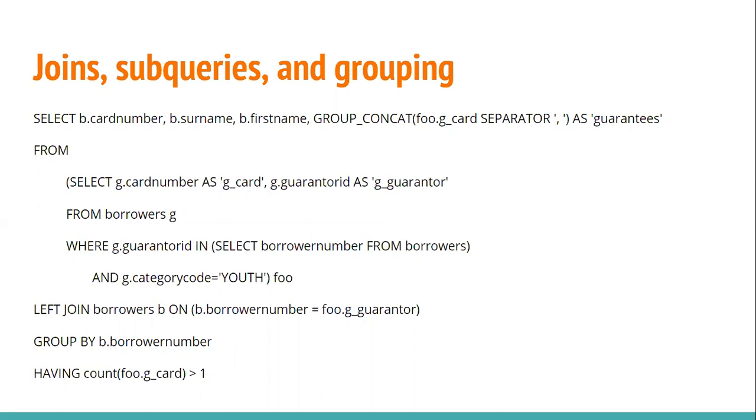Because the data for guarantees lives in the borrower's table itself, and the field is called guarantor ID. That's why I'm using those subqueries, because I want the card number for my guarantee, and I also want the card number for my guarantor. So I need to pull from the borrower's table twice.